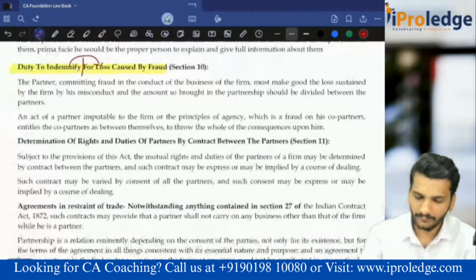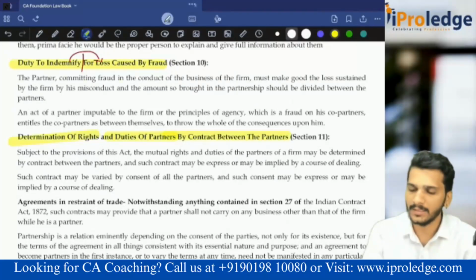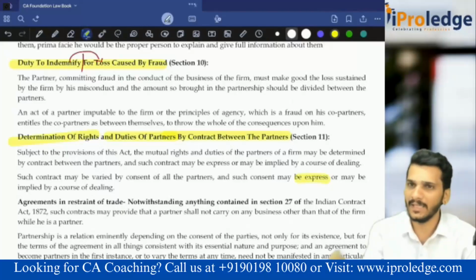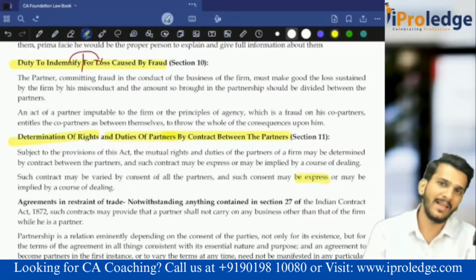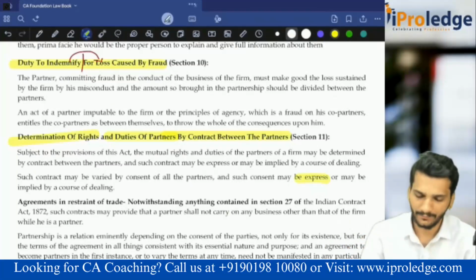Then determination of rights and duties of partners by contract between the partners. If there is any express contract, then the rights and duties will be decided based on that express contract. If there is no express contract, then everybody is having all the rights and all the duties with respect to the partnership firm. You can do this also, you can do this also. Everything can be done by every partner.